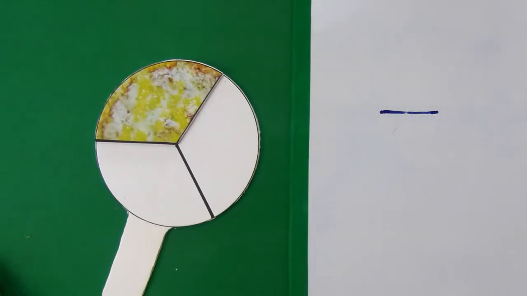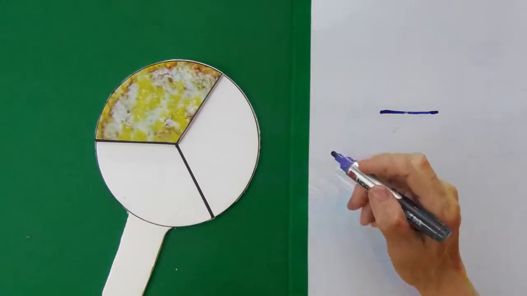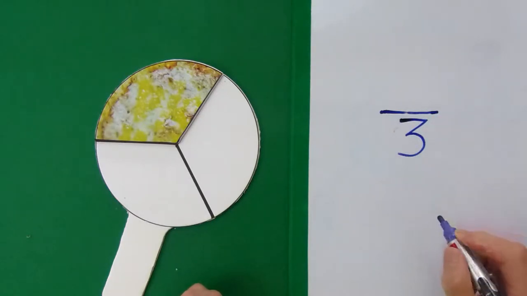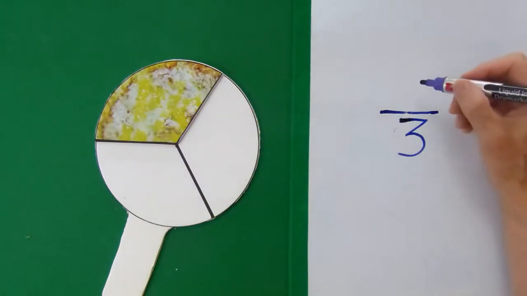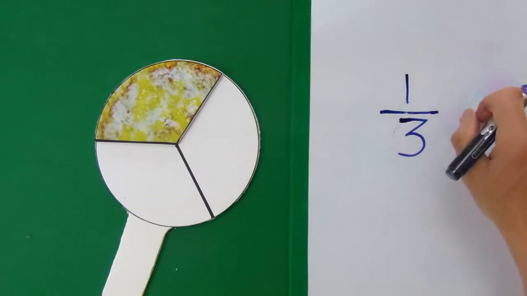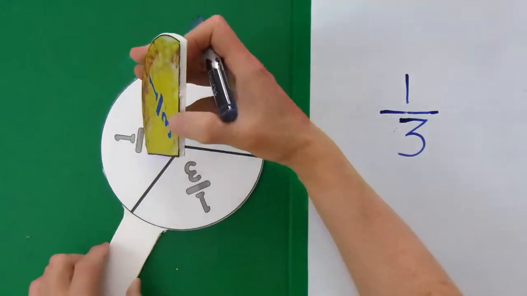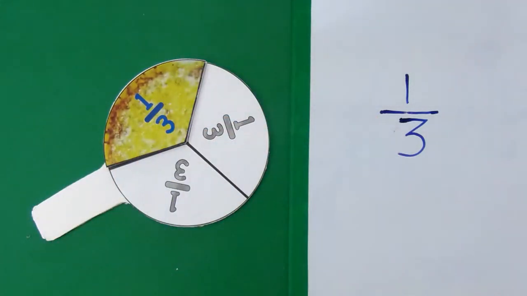In this example, we have got 3 pieces altogether in a full pizza. So the bottom number must be 3. And we have still got 1 piece, so the amount of pieces left is 1. So we have 1/3 of a pizza. We've got 1/3 out of 3/3.